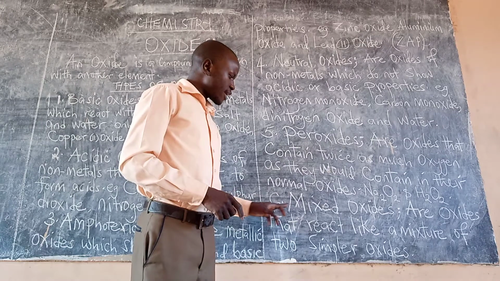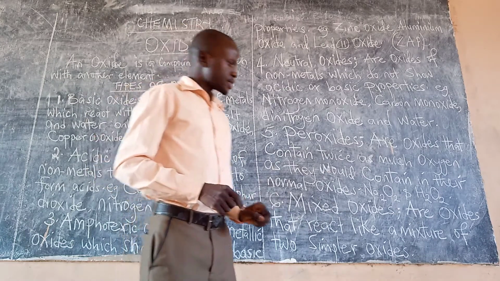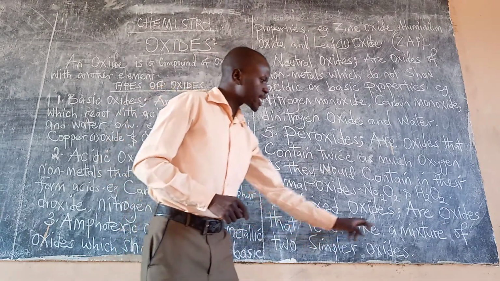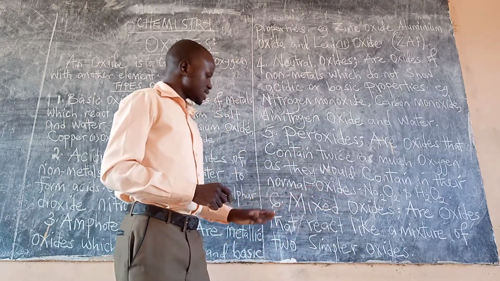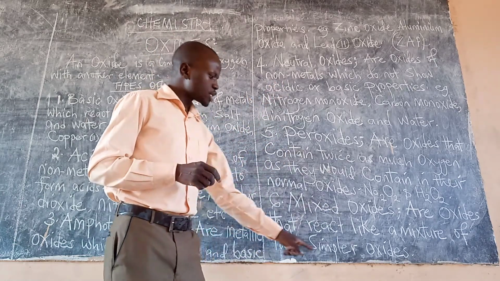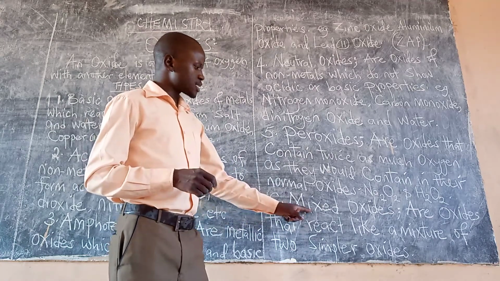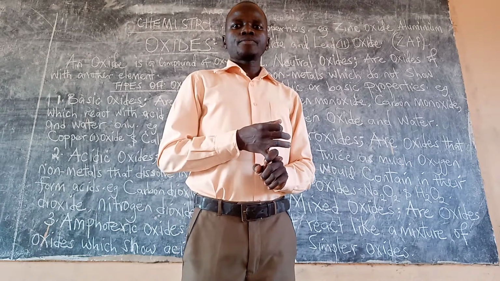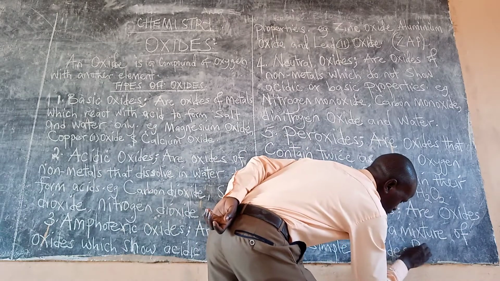Then lastly, we have mixed oxides. Mixed oxides, by definition, are oxides that react like a mixture of two simpler oxides. We call that one mixed oxides. And here we have two examples of mixed oxides that I did not write here. One is lead tetraoxide. Lead tetraoxide chemical formula is like this.